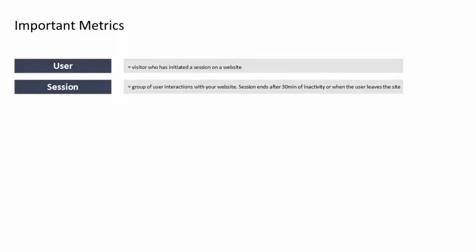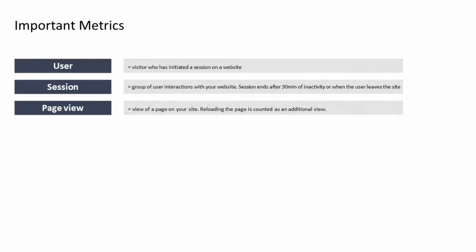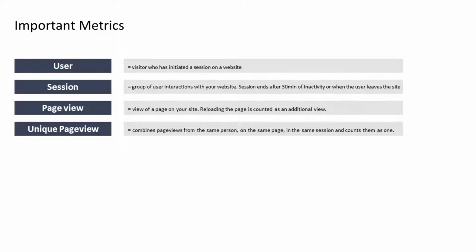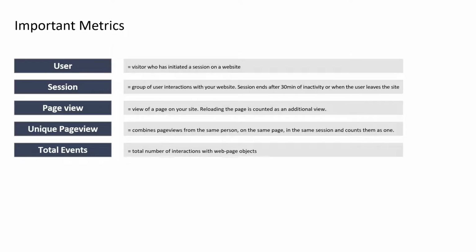The number of sessions. This metric counts how many different sessions users have initiated on your website. The number of page views. This number increases every time a user visits one of your website pages. Reloading the same page counts as a new page view. Unique page views, on the other hand, show you how many different pages a user has visited during a session.